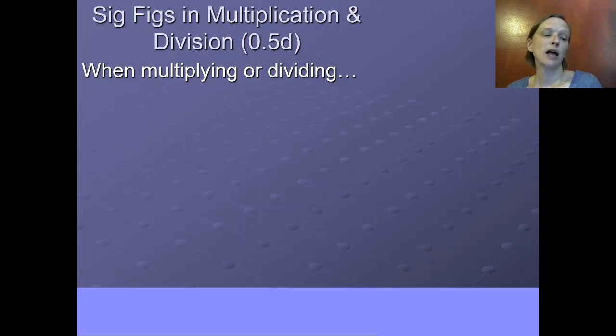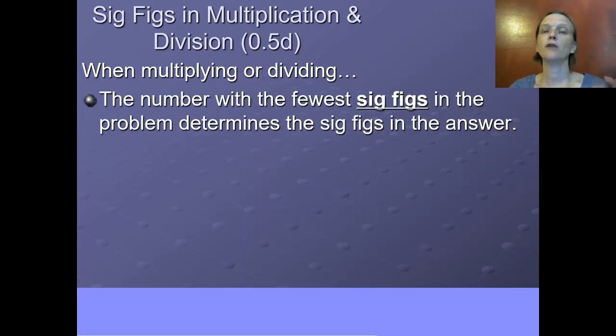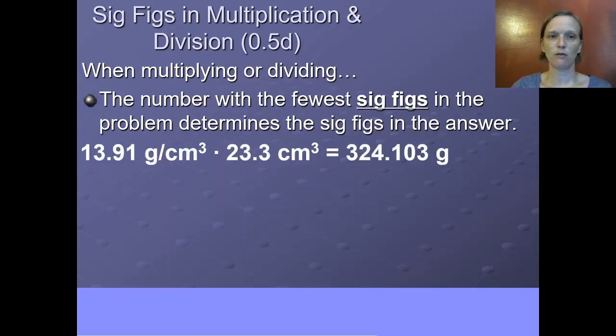When you are multiplying and dividing with significant figures, the number with the fewest significant figures in the problem determines the number of significant figures in the answer. So, for an example, 13.91 times 23.3 gives you an answer on the calculator of 324.103.